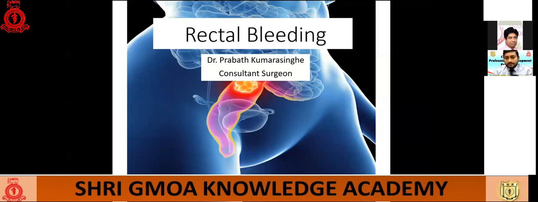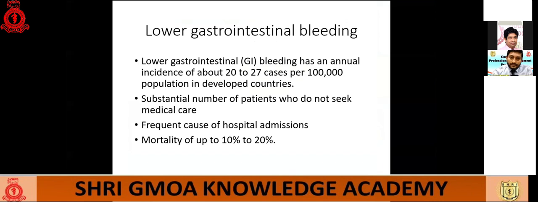Before talking on rectal bleeding, I thought I should give an overview on lower GI bleeding so that you can have a better understanding. If you take lower GI bleeding, the annual incidence is about 20 to 27 cases per 100,000 population, and most of the patients don't seek medical attention. Mostly the patients who have fissures or hemorrhoids which are not troublesome won't come for medical checkups. It is one of the causes for hospital admissions, and it carries a significant mortality of about 10 to 20%.